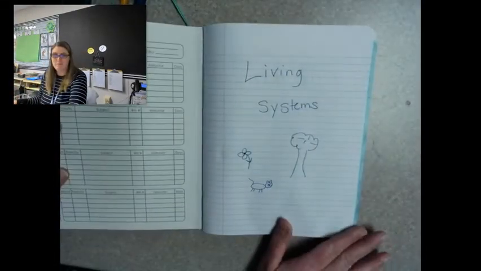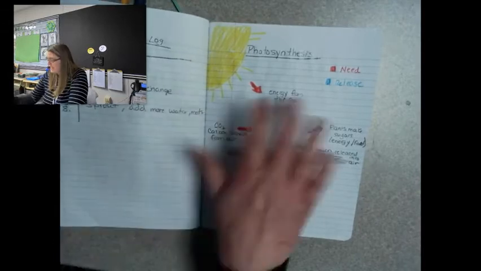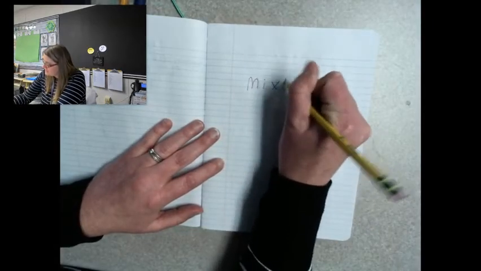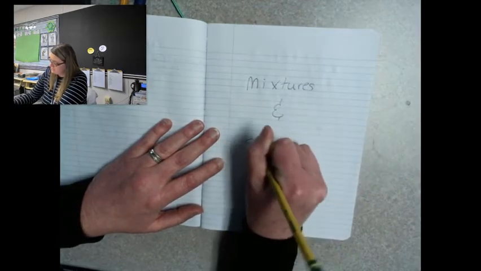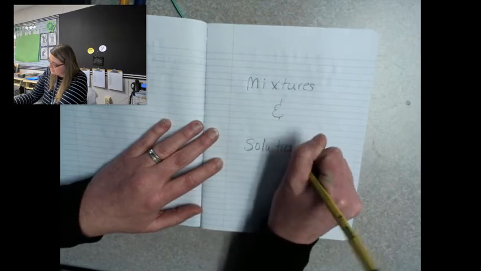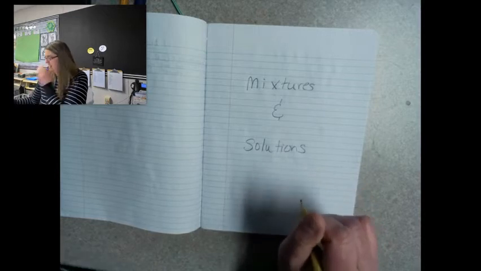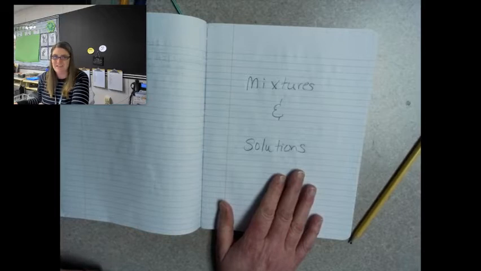So I'm going to flip through. Remember, we made one for living systems. I'm going to flip through all the great living systems notes about my seeds and straws and my photosynthesis, my decomposers, to my next blank page. And this one I'm going to call mixtures and solutions. And if you like to decorate up your journal and make it all fancy, you could put some things in there if you want. But now we have a title page for mixtures and solutions.